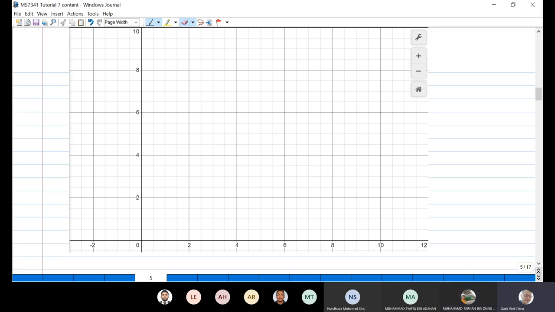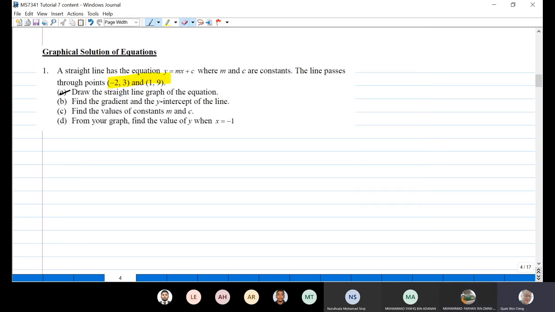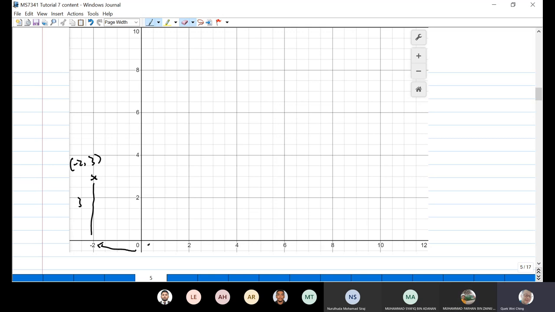So the minus 2 and 3, you can draw here. Minus 2 and 3, 3 is somewhere in the middle. So 3 here. So this is minus 2 and 3, right? That is 1 point. Another point we need is 1, 9. So x equals 1, y equals 9. So this is 1 here in the middle. Then go all the way to 9.